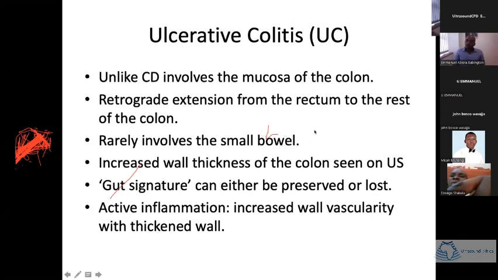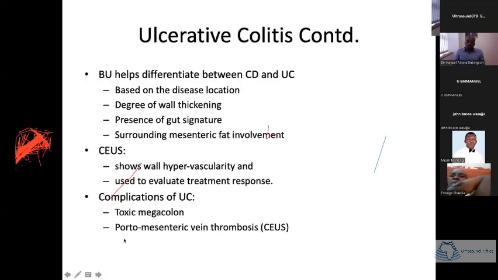The typical feature is increased wall thickness of the colon on ultrasound. The gut signature can either be preserved or lost. In Crohn's disease, the gut signature is preserved or lost. And in active inflammation, you tend to have increased wall vascularity. Usually you shouldn't really have much vascularity in the wall of the large bowel, but in active inflammation, you have increased wall vascularity and a thickened wall.